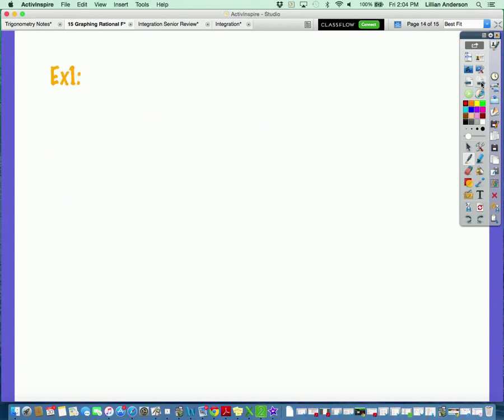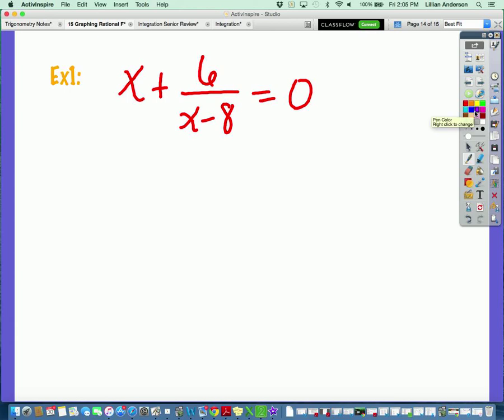For example, it is x plus 6 over x minus 8 equals 0. So we have x, and then we have 6 over x minus 8 equals 0. In order to even be able to add those, you have to multiply both top and bottom by x minus 8 so it can have that denominator, kind of like a common denominator.